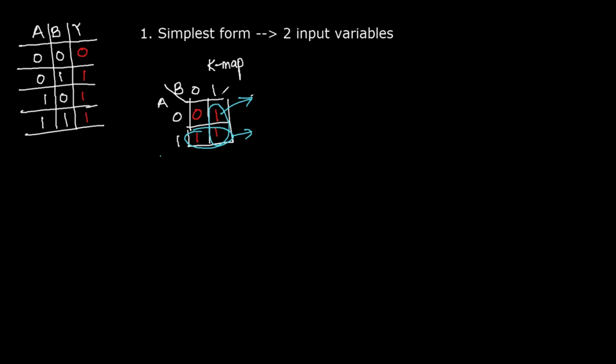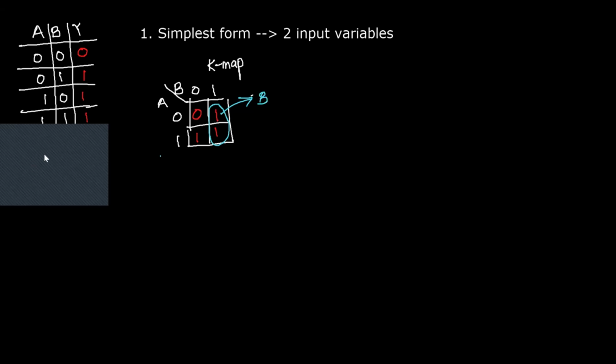So let me use a different color for this so that it's more clear. When we're talking about this particular group, we have A, which is changing at both times, right? A takes 0 and A takes 1. But we have B, which does not change throughout this column. The value of B is always going to be 1. So we use the variable that doesn't change over a column or a row. So we have B coming from there.